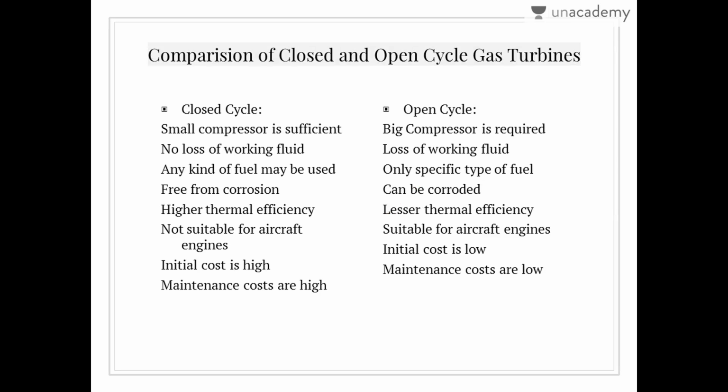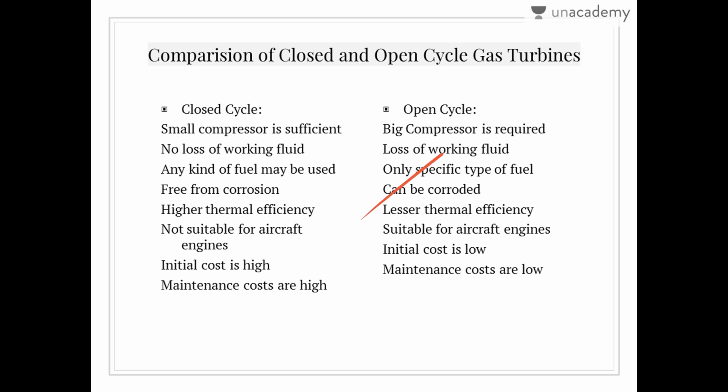So what is the comparison of closed and open cycle gas turbines? Let's have it. In closed cycle, the small compressor is sufficient, whereas in open cycle, the big compressor is required. In case of closed cycle, there is no loss of working fluid, whereas in open, there is a loss of working fluid. Any kind of fuel can be used in closed cycle, whereas only specific type of fuel is suitable for open cycle. The rotor and blades are free from corrosion, whereas the rotor and blades can be corroded in the case of open cycle turbines.